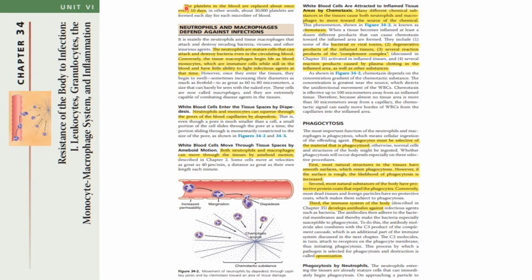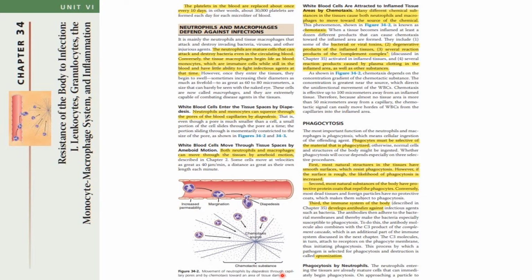The platelets in the blood are replaced about once every 10 days. Then we have neutrophils and macrophages, which defend against infection. The neutrophils are the mature cells that can attack and destroy bacteria even when circulating in the blood. The tissue macrophage begins life as a blood monocyte, which is an immature cell while still in the blood and has little ability to fight infectious agents at that time.